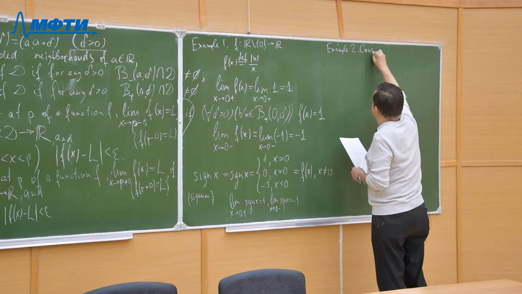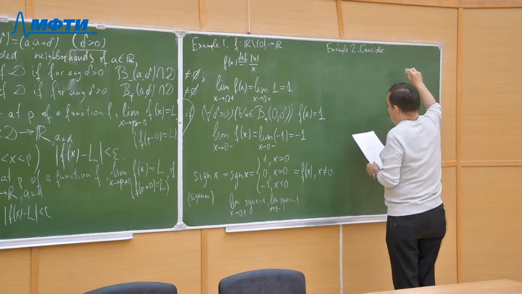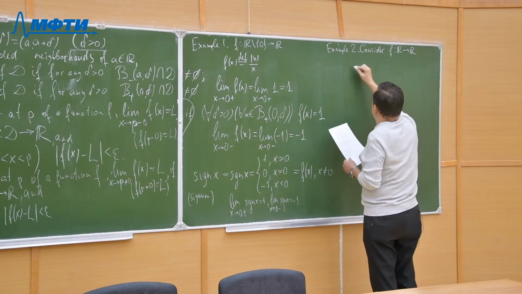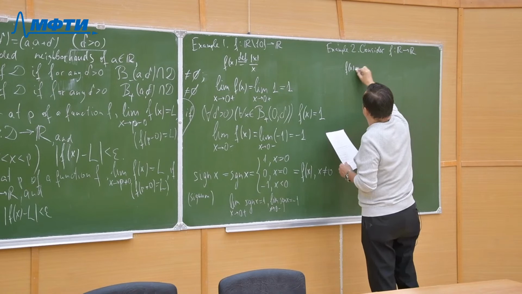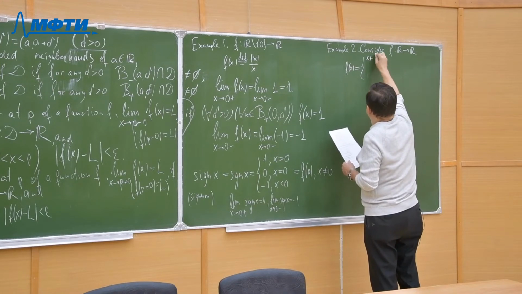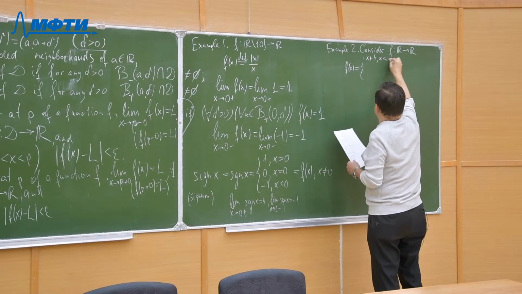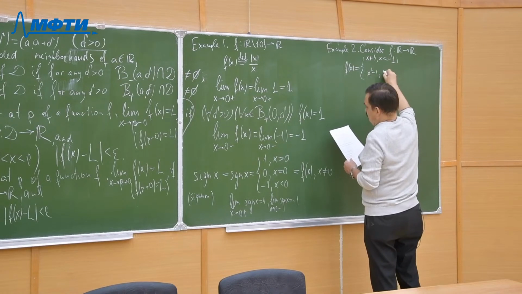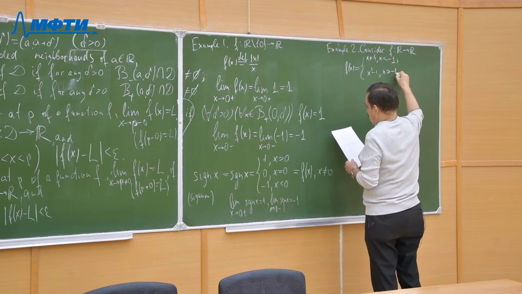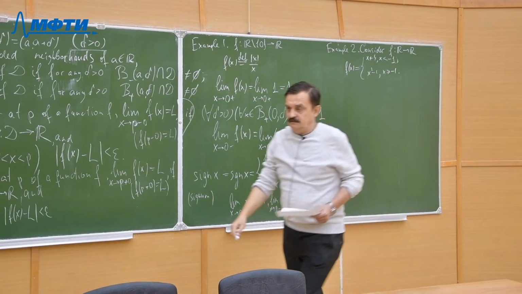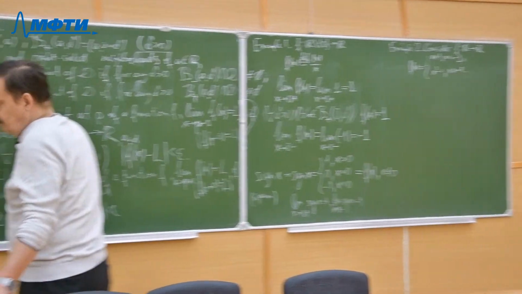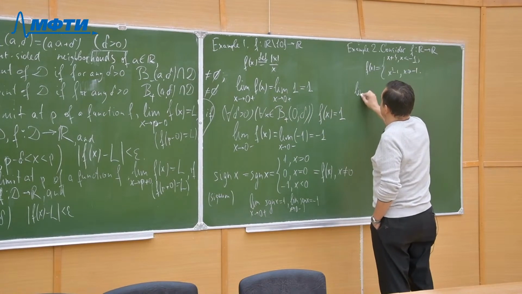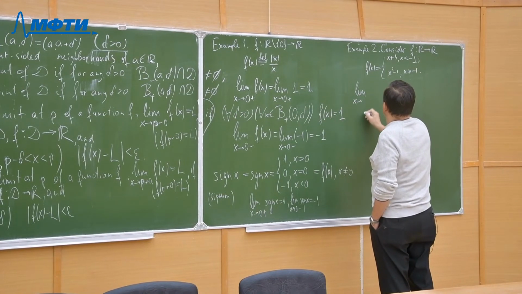Consider f from R to R, which is defined by f of x equals x plus 4 for x smaller than minus 1, and x squared minus 1 for x greater or equal to minus 1. So we are interested in right hand limits and left hand limits at minus 1.